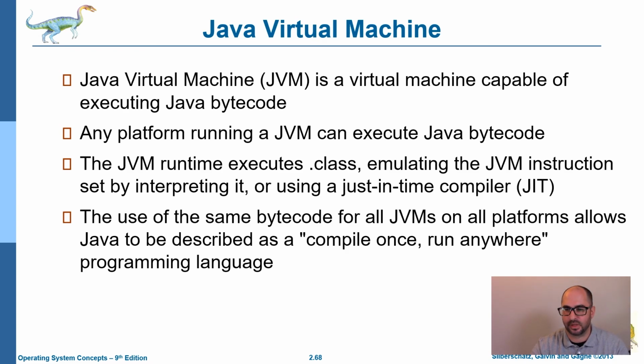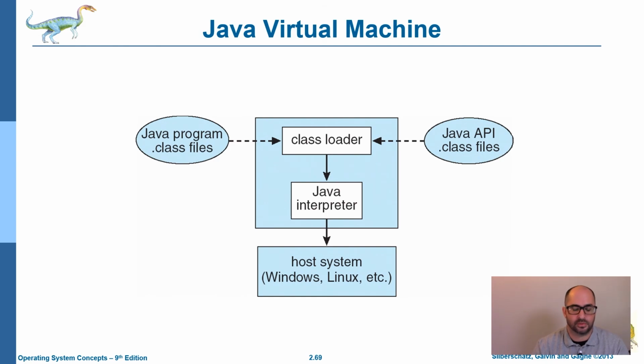So the way that we get this to run is that we take our Java files and compile them to class files. Using the class loader, we get that onto the Java interpreter, which is an emulated system, and that makes the appropriate system calls when necessary to the host system.